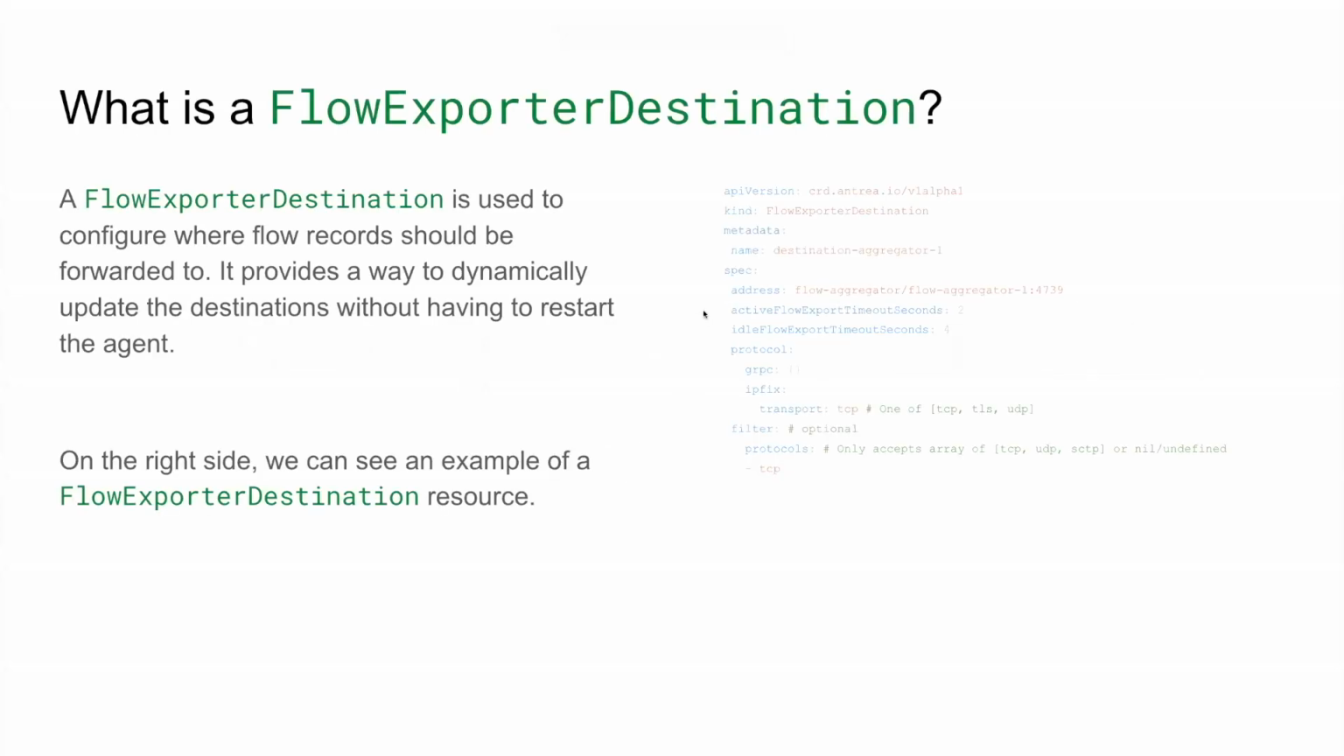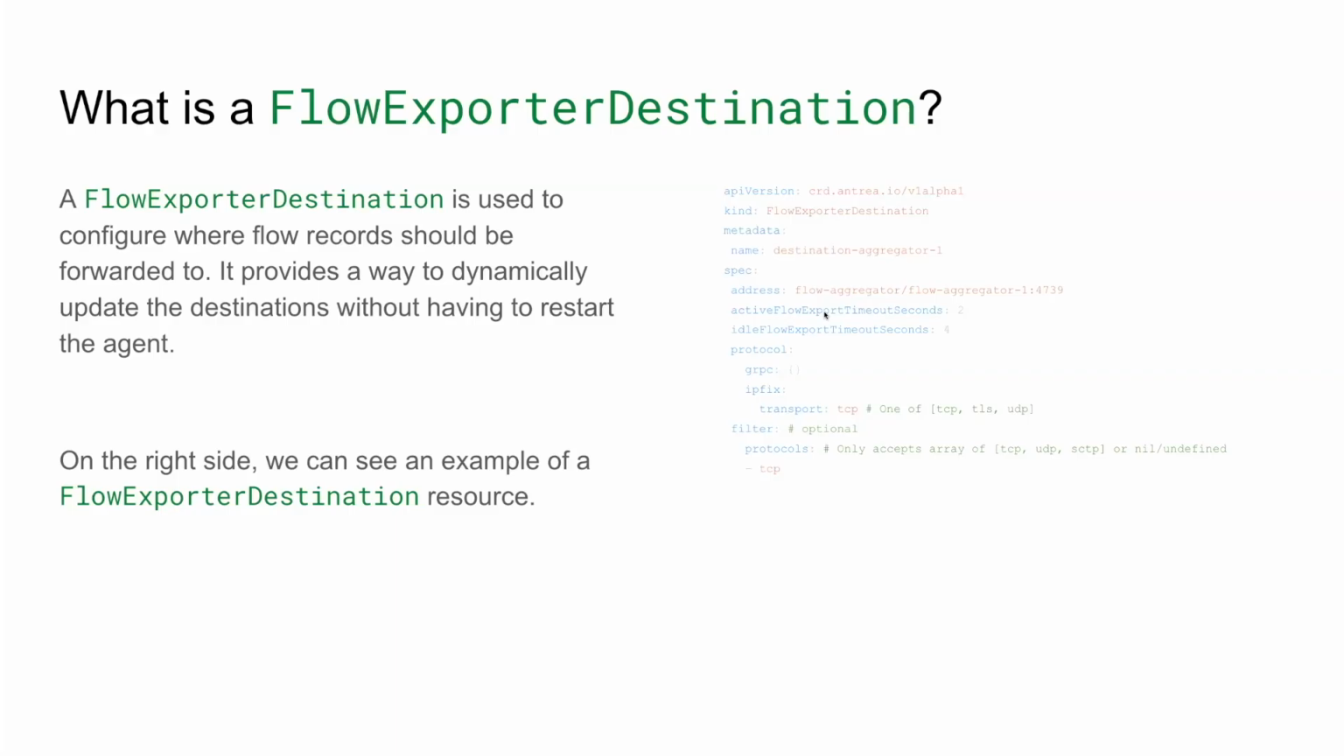So a Flow Exporter destination is a new CRD that has been defined to specify where flow records should be forwarded to. And it's a very simple CRD. On the right, you can see an example. It's just a matter of specifying the address of the destination flow aggregator, in a similar way as we do today in the Antrea configuration.